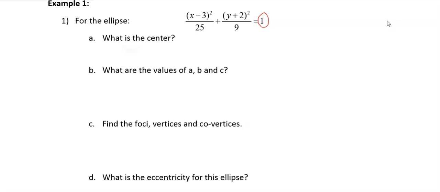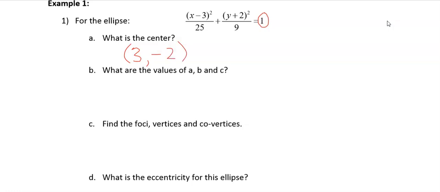Now, getting the center is actually straightforward. The center for this ellipse is going to be, well, look behind the x. We have a minus 3, so it's going to be positive 3. And look behind the y. You have y plus 2, so the y coordinate of the center is going to be negative 2.